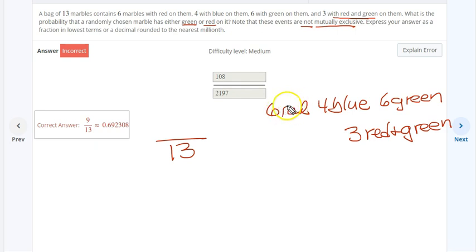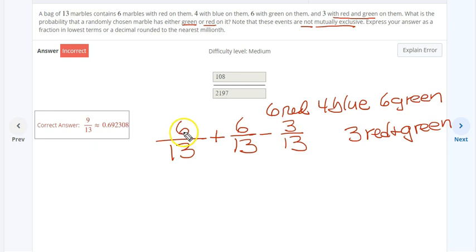What's the probability of picking out a red? Well, that would be 6 out of 13. What's the probability of picking out a green? That's 6 out of 13 also. But notice now that some of them, 3 of them, have red and green on it. So this is a repetition. So we're going to have to subtract this 3 because it's already in here somewhere.